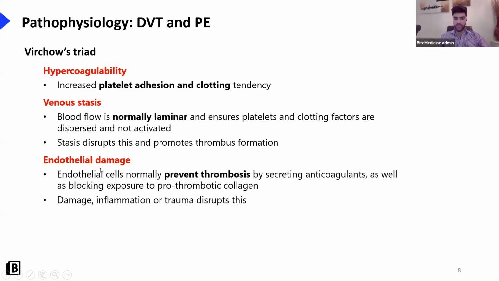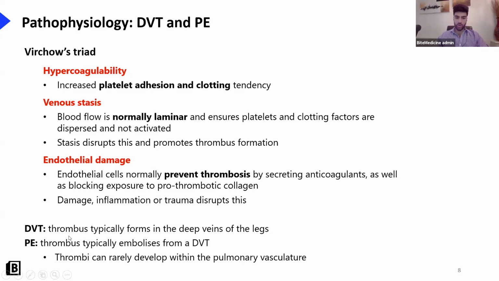And endothelial damage. What conditions cause endothelial damage? Smoking, yes, good. Yeah, iatrogenic procedures, sepsis as well is a big one. So if you go back to my sepsis lecture, we discussed disseminated intravascular coagulation. The inflammatory process in infection can damage the endothelium. Good.